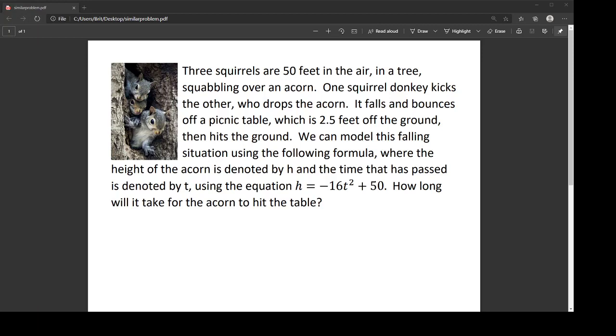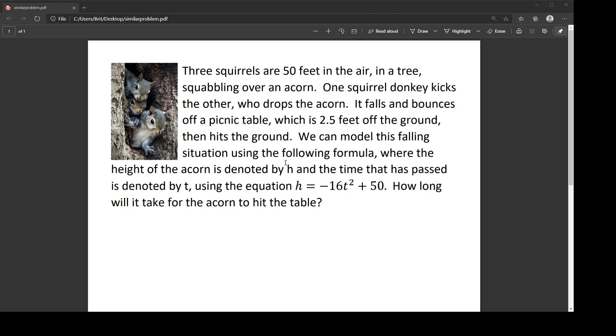In this problem, I came up with it, and it's a word problem that shows us how to use quadratic equations to model a falling object. So in this problem, there's 3 squirrels that are 50 feet in the air in a tree, squabbling over an acorn. One squirrel donkey kicks the other, who then drops the acorn. It falls out of the tree, bounces off of a picnic table, which is 2.5 feet off the ground, and then hits the ground.